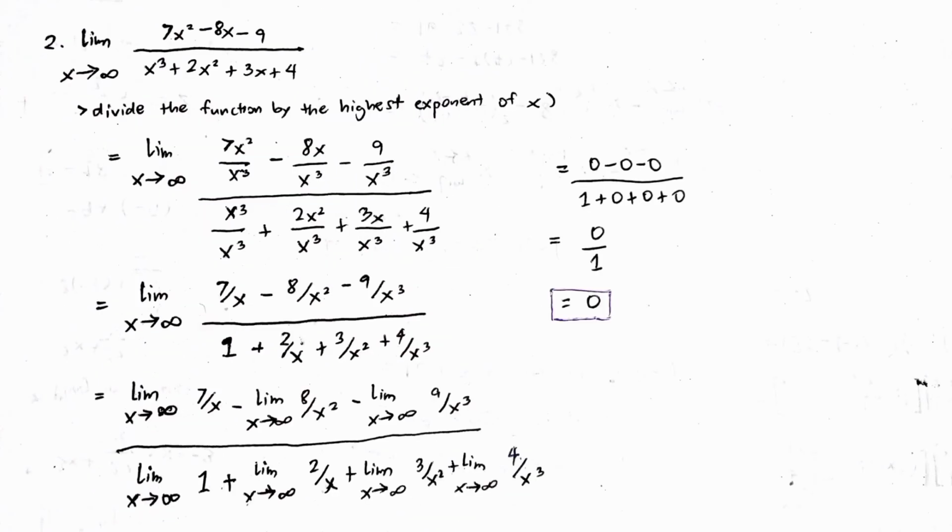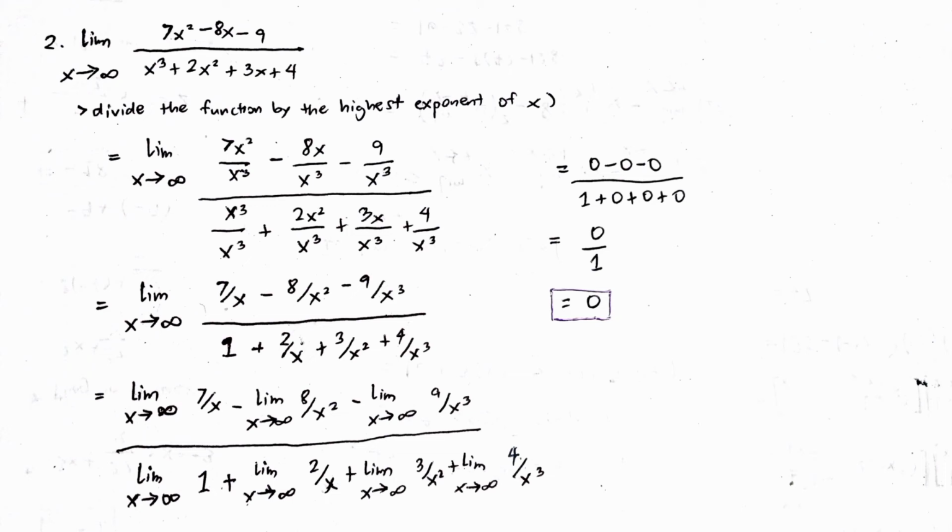In number 2, we have the limit of 7x squared minus 8x minus 9 all over x cubed plus 2x squared plus 3x plus 4 as x approaches infinity. Divide the function by the highest exponent of x, which in this case is x cubed. We now have the limit of 7x squared over x cubed minus 8x over x cubed minus 9 over x cubed all over x cubed divided by x cubed plus 2x squared divided by x cubed plus 3x divided by x cubed plus 4 divided by x cubed as x approaches infinity.